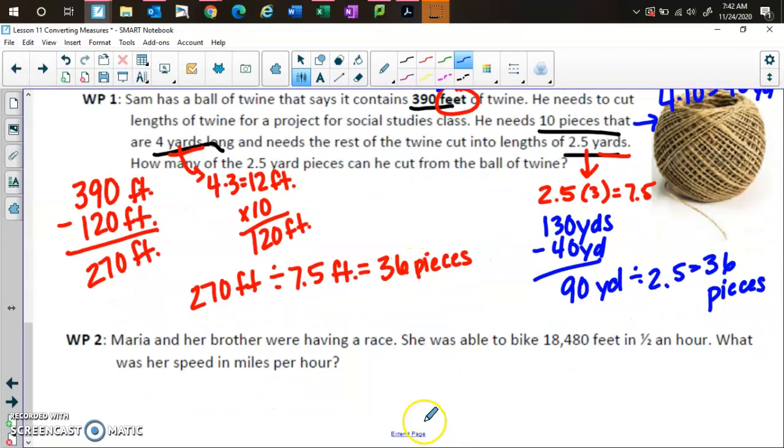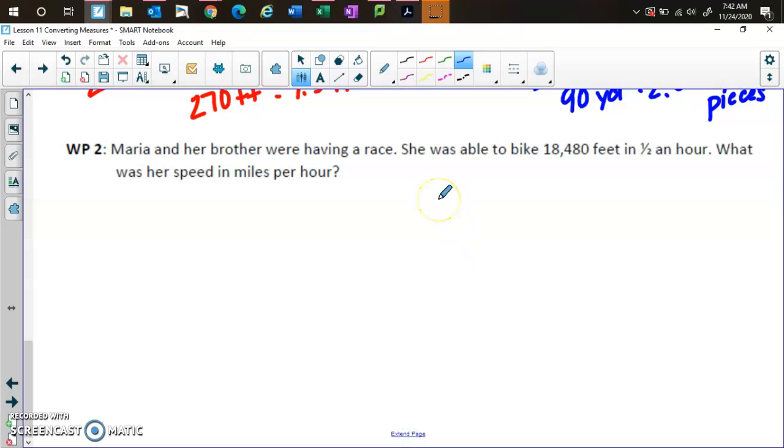Last one, Maria and her brother were having a race. She was able to bike 18,480 feet in half an hour. What is her speed in miles per hour? So we're going to set this up as miles per hour. This is a rate question.